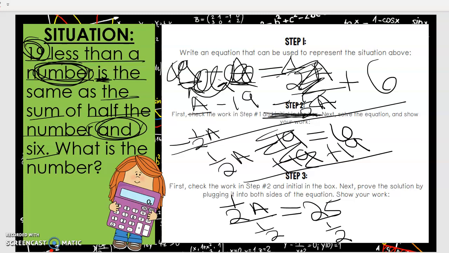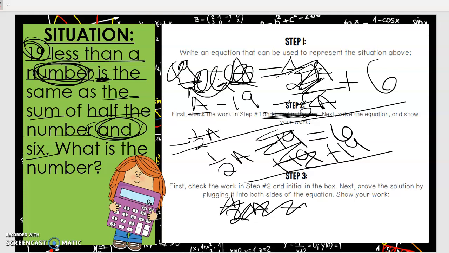Let me put that in my calculator real quick. And that should be 50. I solved my equation and I get A equals 50. Now it wants me to prove that it is correct by plugging it into both sides of the equation. So that's what I'm going to do. I'm going to get rid of this real quick, if it'll let me. Okay, it lets me get rid of most of it, so just ignore this.